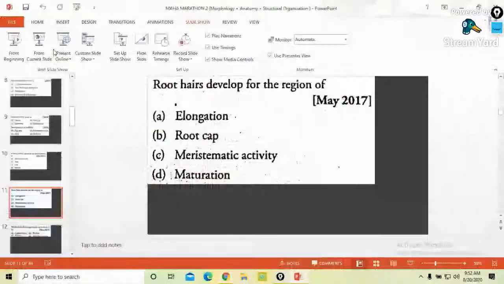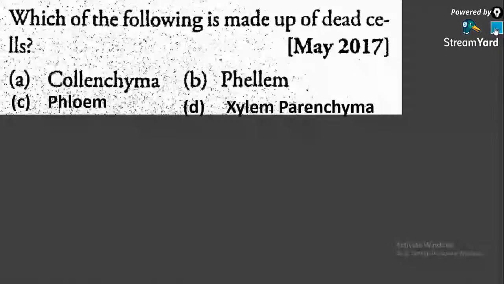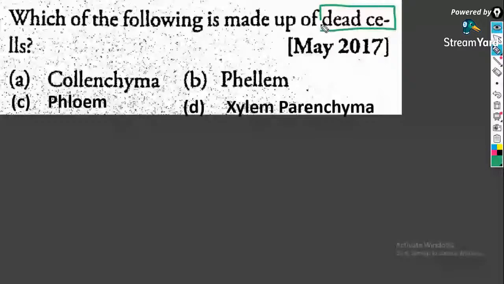Yes. Next question also. Simple one. Which of the following is made up of dead cells? Collenchyma, phloem, xylem, parenchyma. Tell me the answer for the question. Comment me the option, or you can just type the answer if possible.